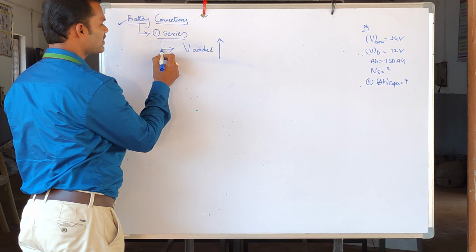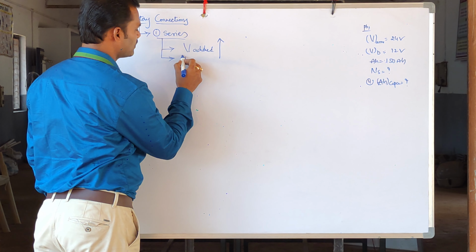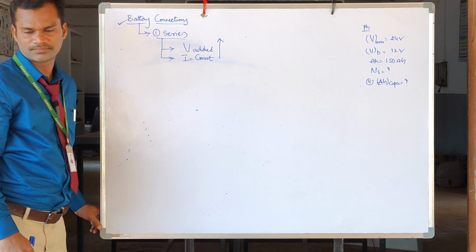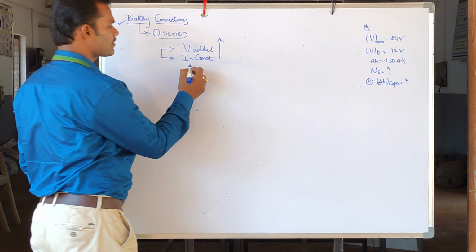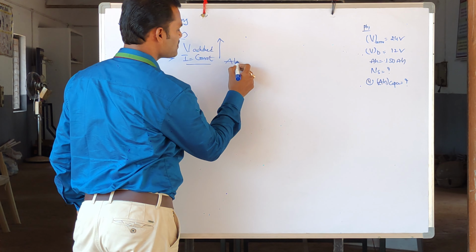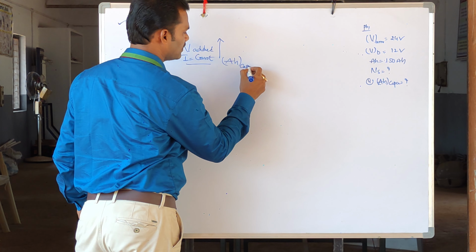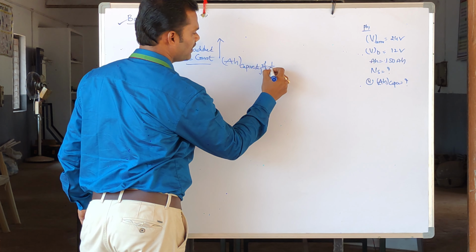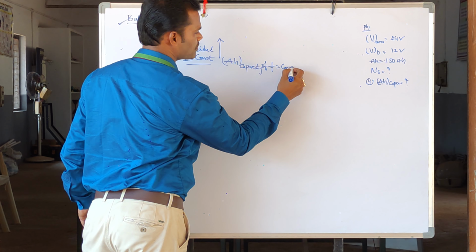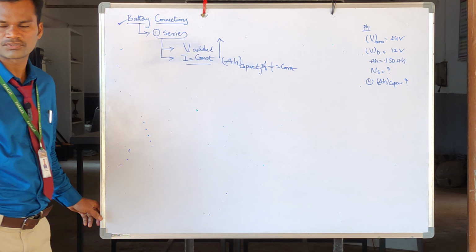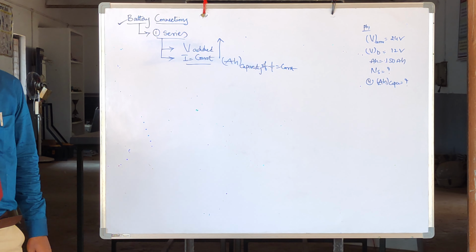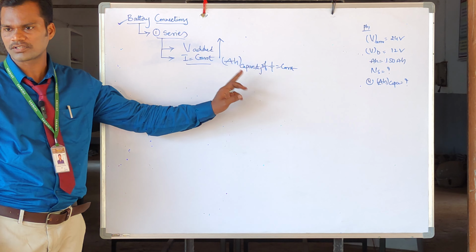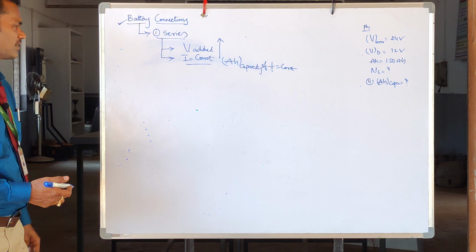Okay, and in a series connection, what is constant? The current is constant. Since current is constant, the AH capacity of the battery is also constant. If you connect 2 to 3 batteries in series connection, the current is constant, so the resultant AH capacity is also constant. Okay, let's see with a problem.